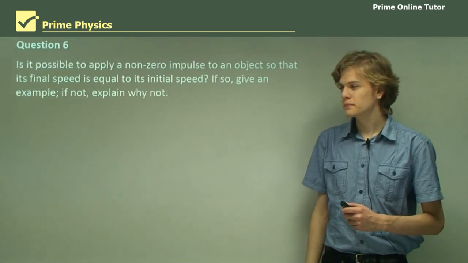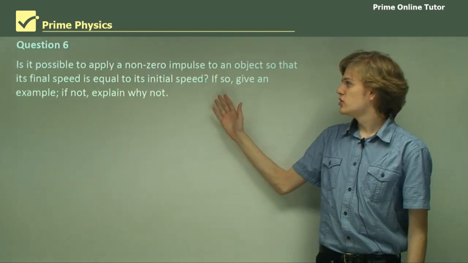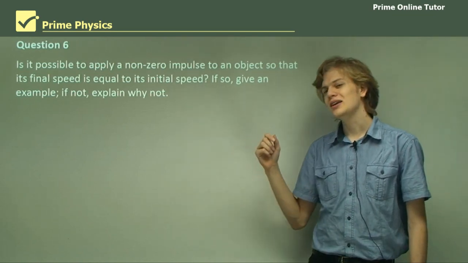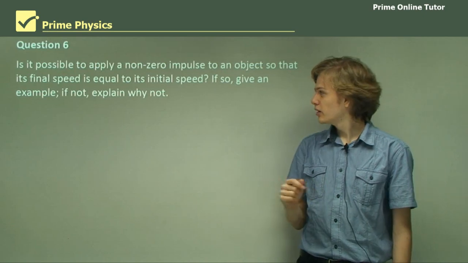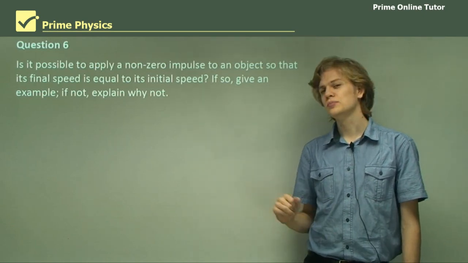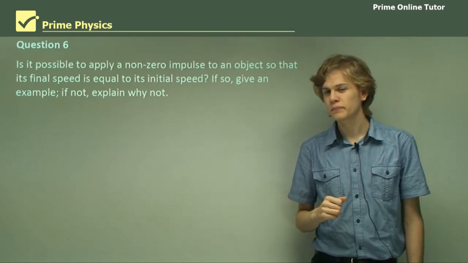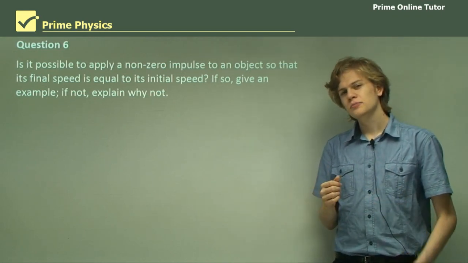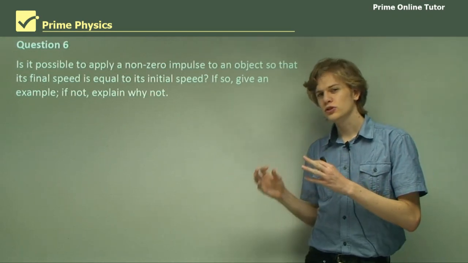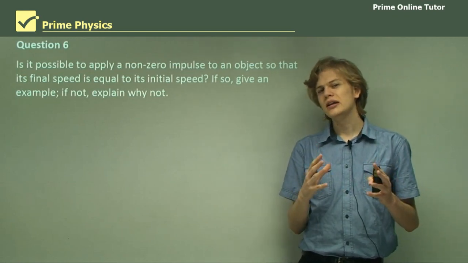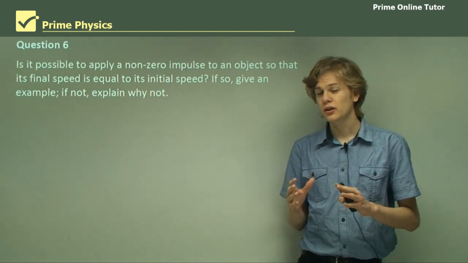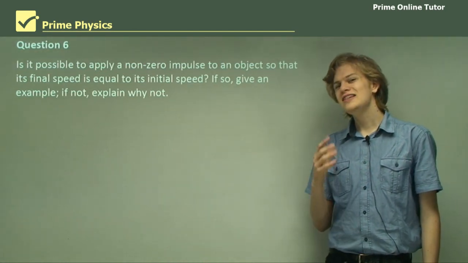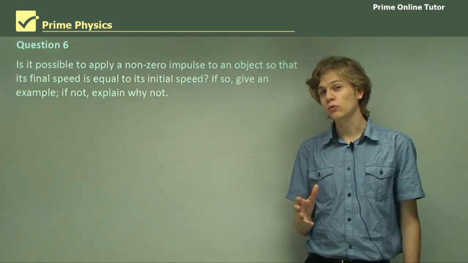Question 6. Is it possible to apply a non-zero impulse to an object so that its final speed is equal to its initial speed? If so, give an example, and if not, explain why not. So let me ask you a similar question. Is it possible to apply a force to an object without changing its speed? Not its velocity, its speed. The answer is yes, it is, as long as it's a centripetal force.